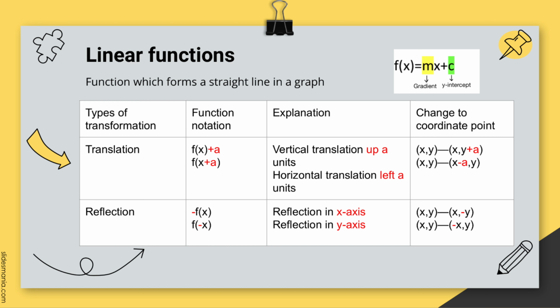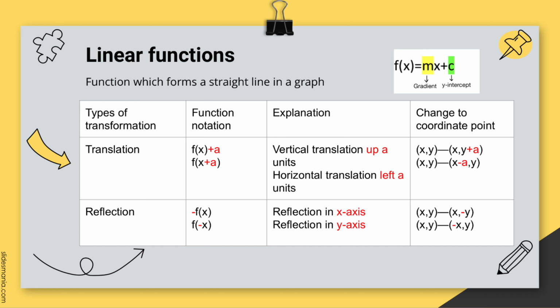Now I'm going to talk about the translation in linear functions. There are 2 function notations stated, which are f(x) + a and f(x + a). The difference between the two is that one has the plus a outside the brackets of x, but the other has the plus a inside the bracket of x. The first function notation, where the plus a is outside the bracket of x, means that it is a vertical translation upwards for a units. The coordinate point will change from (x, y) to (x, y + a).